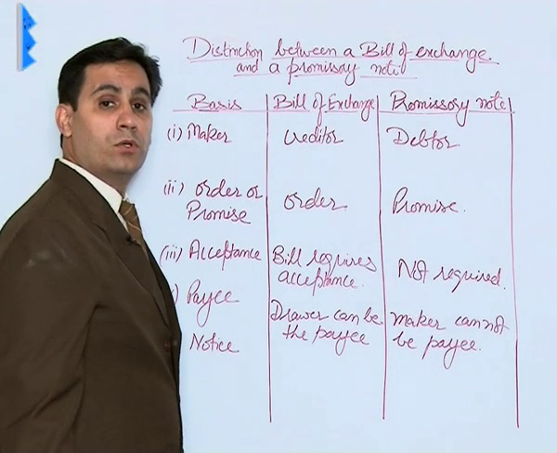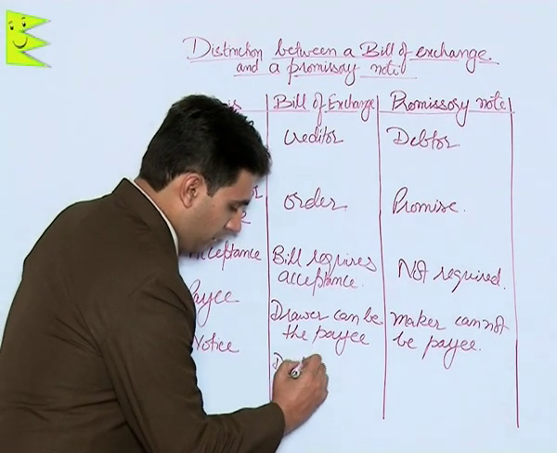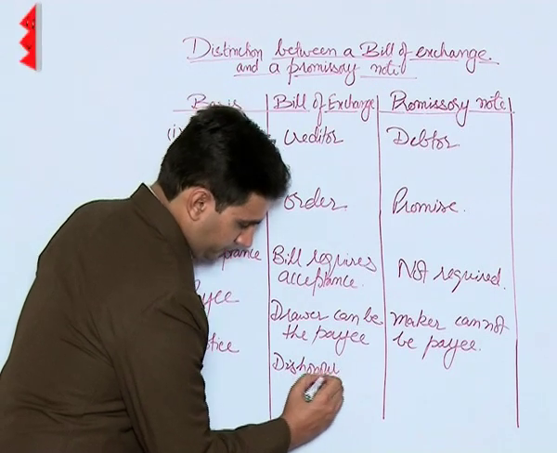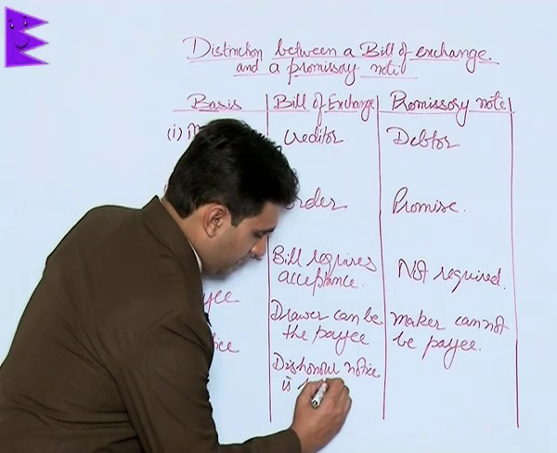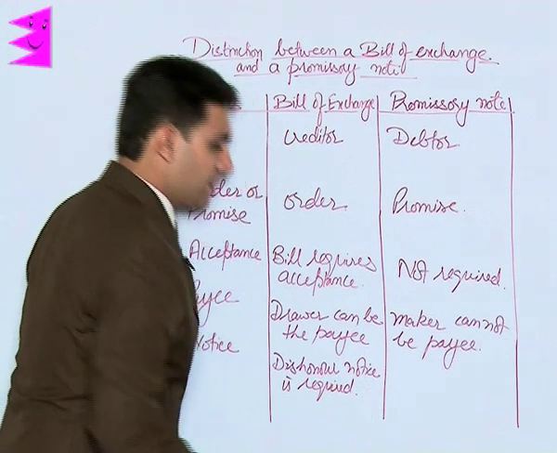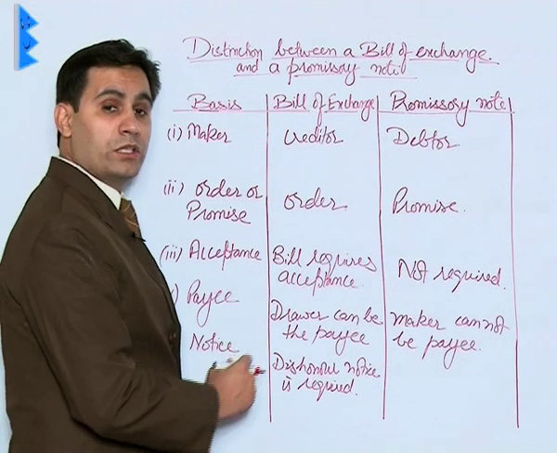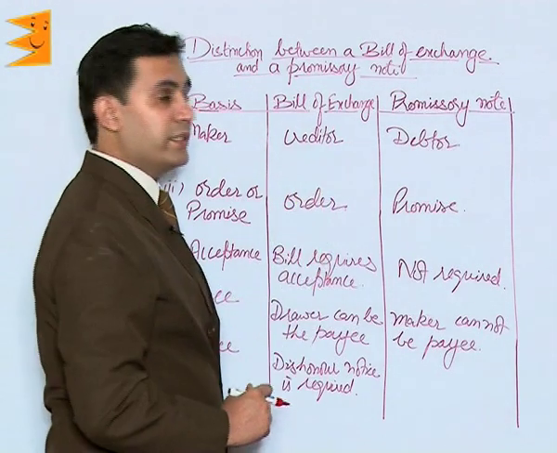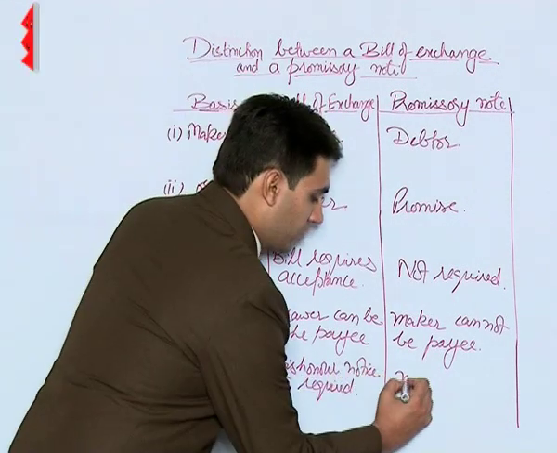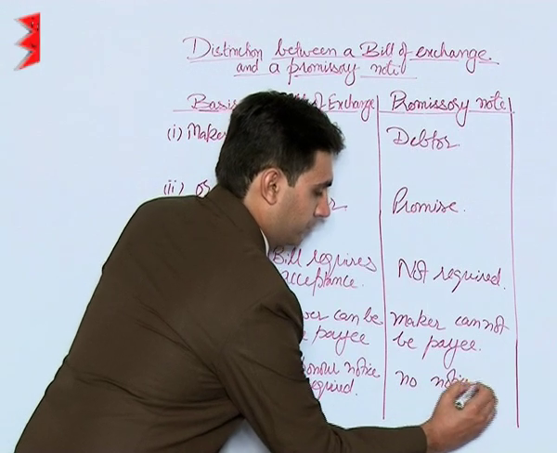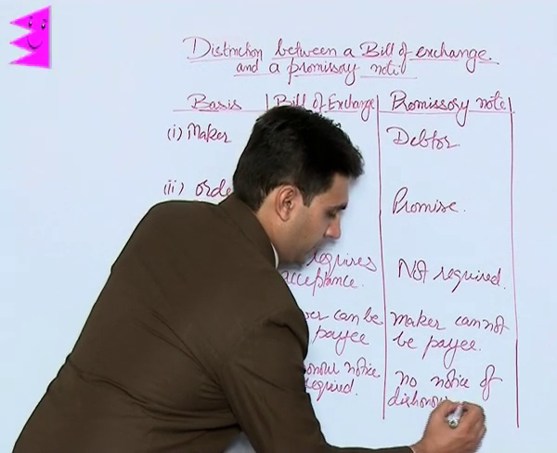Last is notice. By notice we mean notice of dishonor. Now students, in this case, dishonor notice is required. That is, in case the bill is dishonored, the holder of the bill has to serve a notice on the other party. Whereas in case of a promissory note, since the promise was made by that particular person only, no notice of dishonor is required.